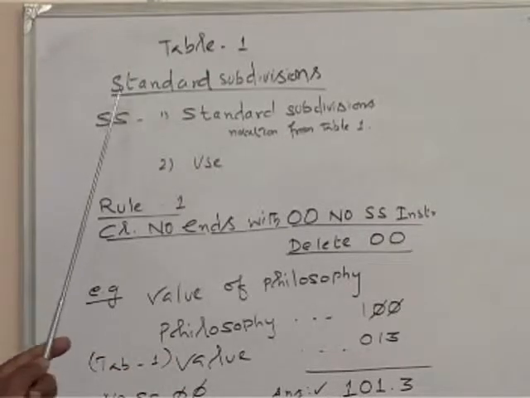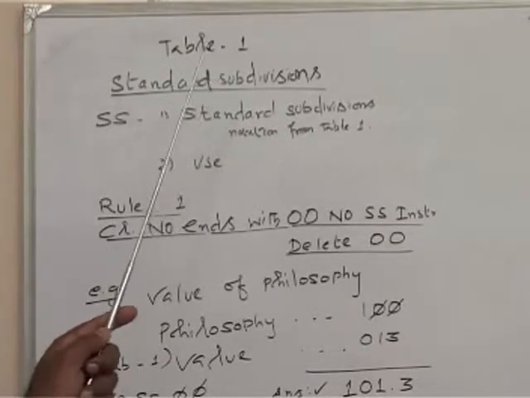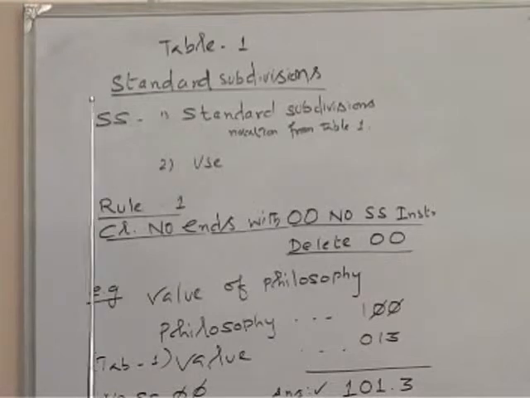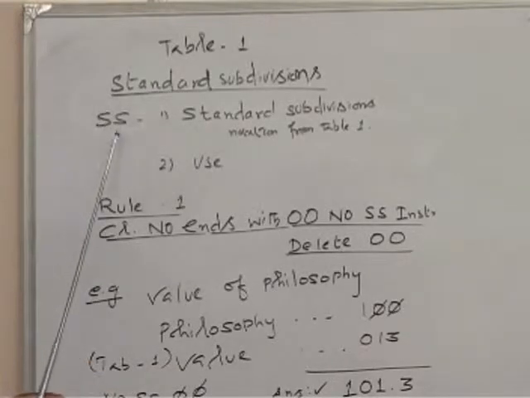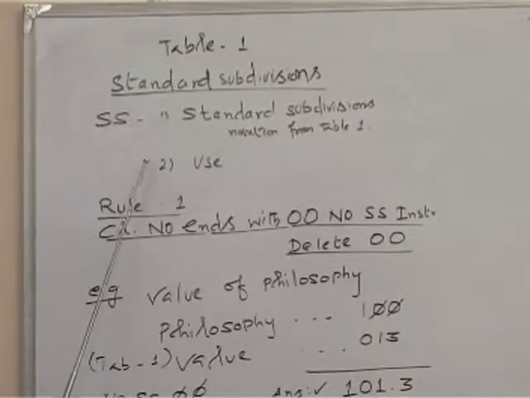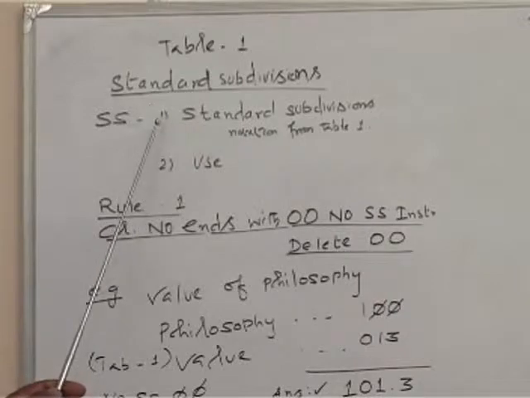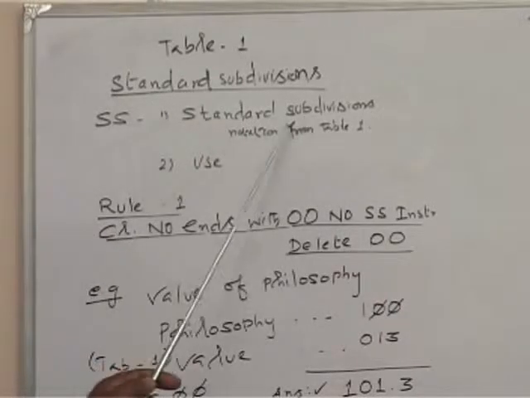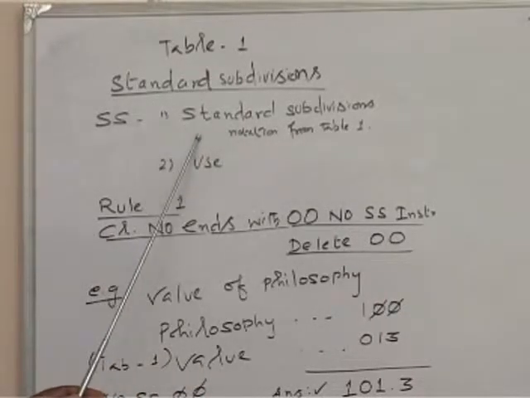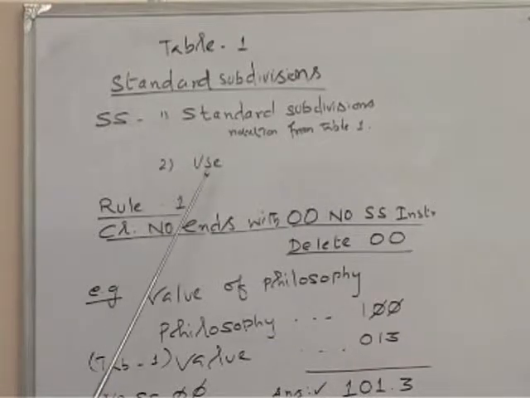So let us see that to enter into table 1, there are 6 different rules. So that SS instruction is to be maintained. Now we may have the doubt, what is the meaning of SS instruction? There are 2 types of SS instruction given in the schedule. One is the instruction "standard subdivision notation from table 1". The second one is the "use" type of SS instruction. You can find it under the class number: use.